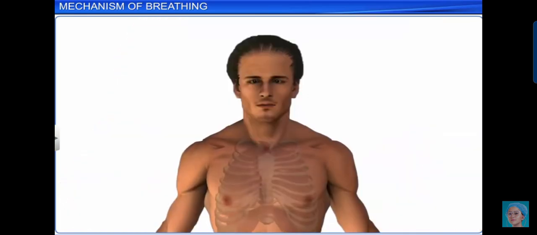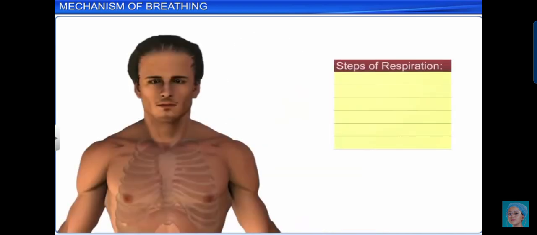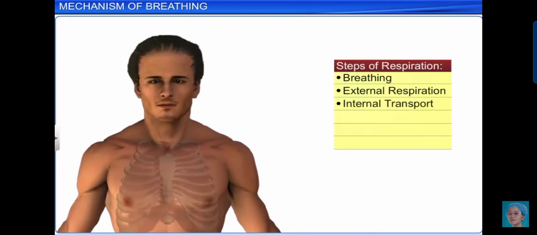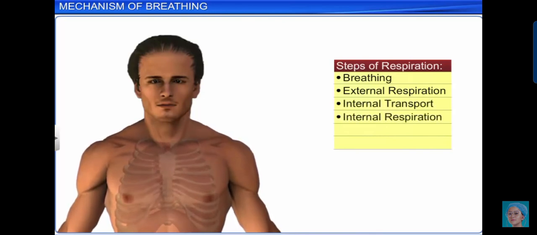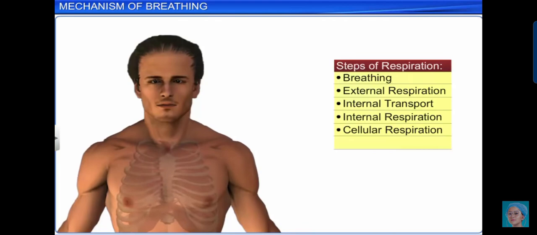This is because breathing causes the movement in lung and chest muscles to maintain the body at equilibrium pressure. Let's study respiration in detail. Respiration involves breathing, external respiration, internal transport, internal respiration, and cellular respiration.